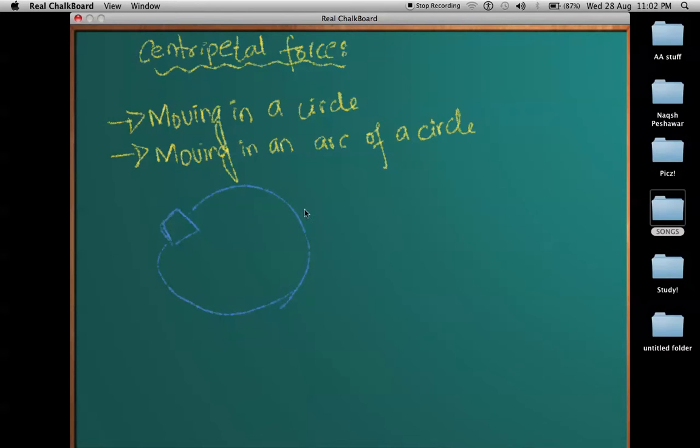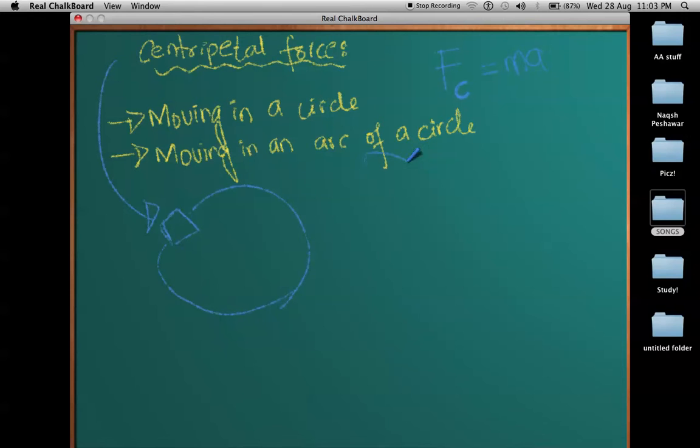Whenever an object moves in a circle like this, there exists a force which is known as the centripetal force. The centripetal force is simply denoted by F with subscript C, which shows centripetal force. It has the same formula, which is Fc equals ma, or Fnet equals ma. So whenever an object is moving in a circle, there exists a centripetal force. That is all you know right now.